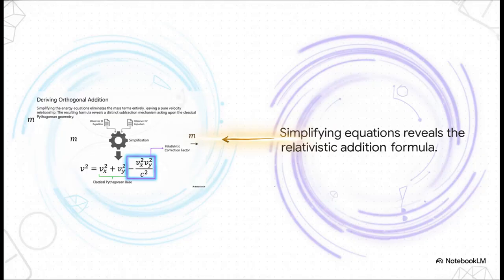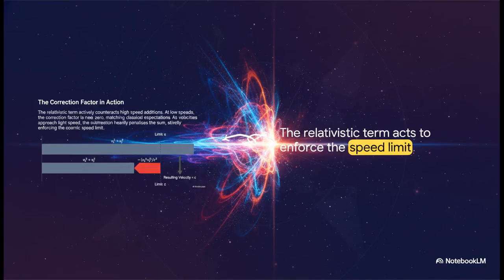And the mathematical payoff? It is absolutely stunning. When you substitute those energy equations and simplify them, the mass terms perfectly cancel each other out. They literally just vanish, leaving us with this incredibly pure velocity relationship. If you look at the resulting formula, you've got your standard, familiar, classical Pythagorean base, Vx squared plus Vy squared. But now, attached to it is a brand new, highly distinct subtraction mechanism. It's a relativistic correction factor, and it was derived entirely from the conservation of energy. When we actually map this new equation out, things get really clear.